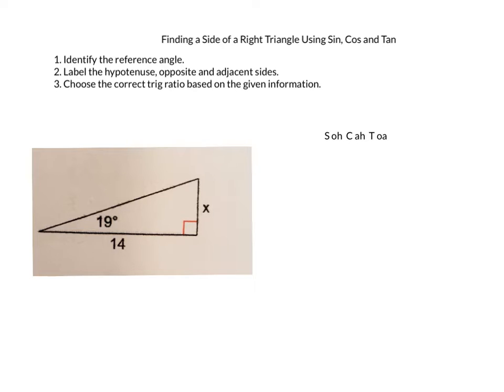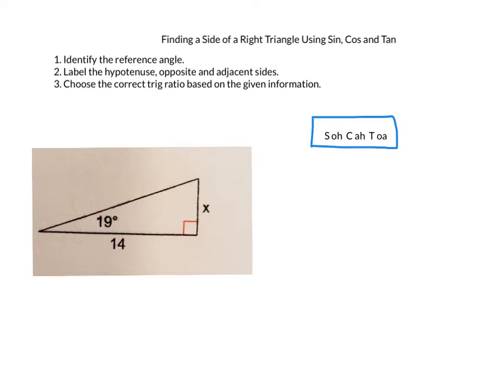So, all right, I have written down also the mnemonic device that we tend to use for right triangle trig. SOHCAHTOA is the norm, and you'll see in a minute how we use it to figure out which trig function to use. Do we use sine in a certain problem? Do we use cosine? Or do we use tangent? All right, let's go through the 3 steps.